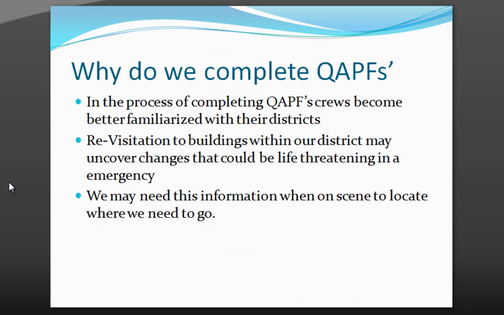We may need this information when we're on scene to locate where we need to go, such as the electric shutoff, the access for the sprinkler system itself, or basically finding where the annunciator panel or fire alarm panel is in an emergency.